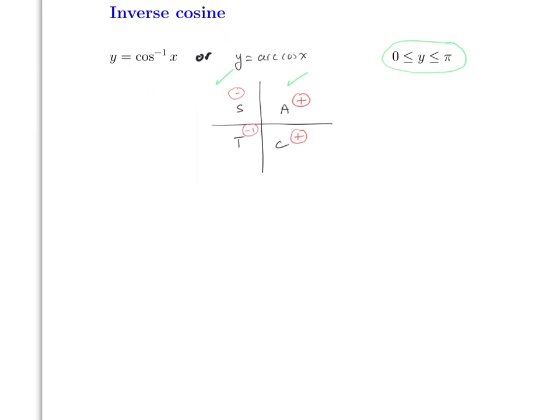So therefore, if you do the graph for cosine inverse, the domain still goes from minus 1 to 1. That doesn't change. But now the range is going to go from 0 to pi. So let's say this is pi, and somewhere here is pi over 2. So the graph looks like this. It goes down, passes through 0, and it does this.